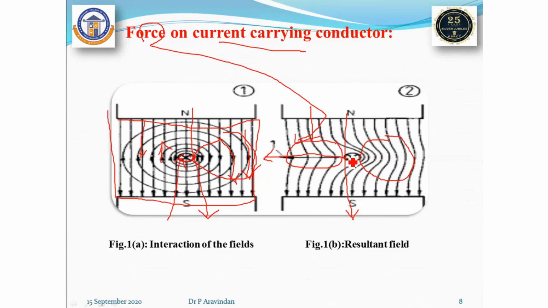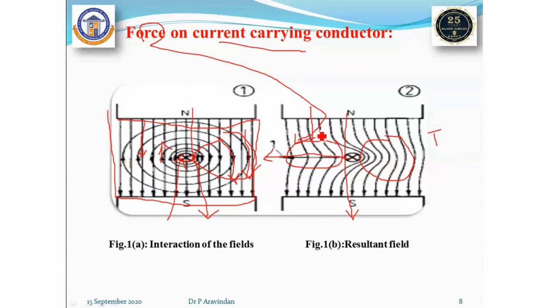Once the single conductor is experiencing the force, similarly there will be n number of conductors in the armature. Each conductor will have its own force, and all of them will be cumulatively added together. So a torque will be developed on the armature.